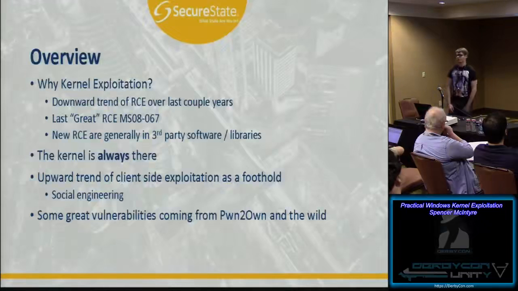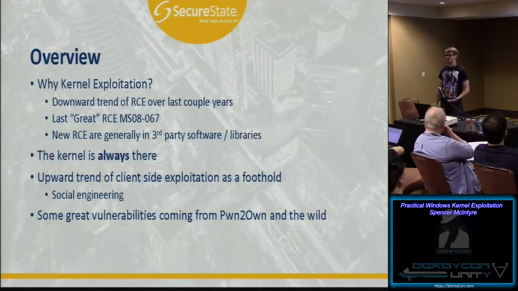So, some of the basics. Why kernel exploitation? Why do we care? There's been a downward trend of remote code execution vulnerabilities. Arguably, one of the last great ones was MS08-067, all the pen testers' favorite, that reliable code execution that you can still find. I found it on a domain controller.